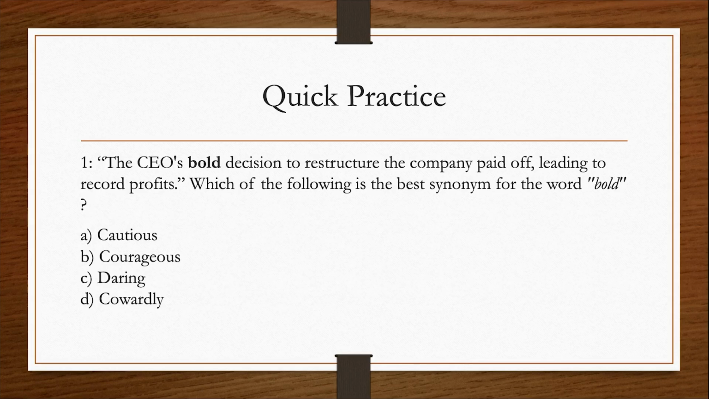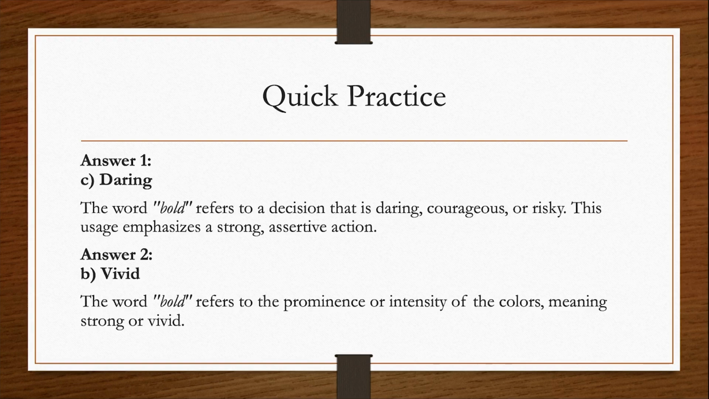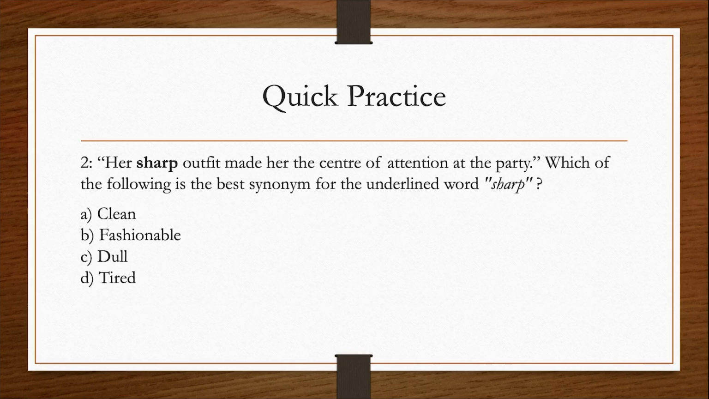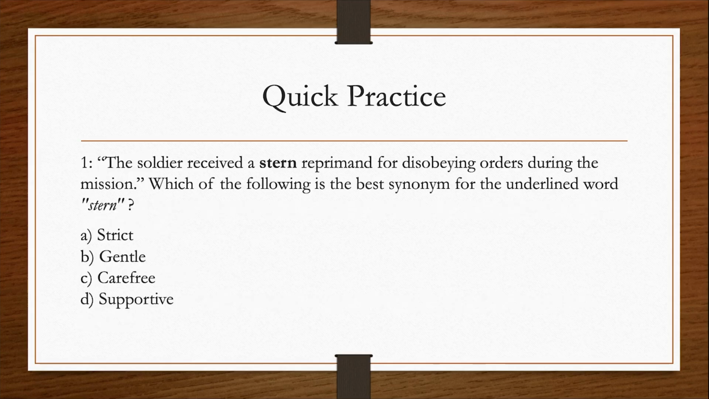Here, the CEO's bold decision to restructure the company paid off, leading to record profits. Whereas in the second context, the bold colors in the painting made it stand out in the gallery. In the first one, the CEO's decisions were daring, whereas in the second, the colors were vivid. So in both contexts, the answers changed. You can pause and think before coming to the answers. In the very same way, the manager's sharp remarks, whereas her sharp outfit. The first sharp basically means harsh, whereas the second sharp could possibly be fashionable.